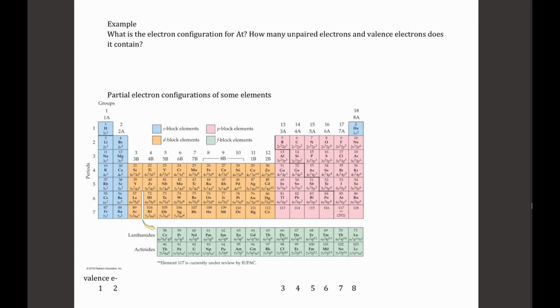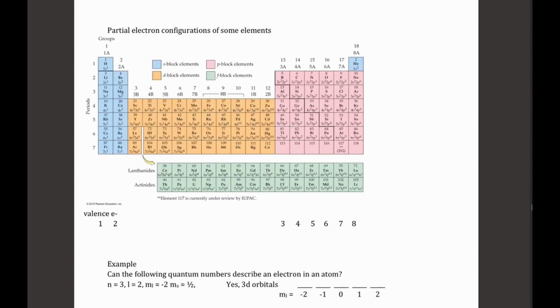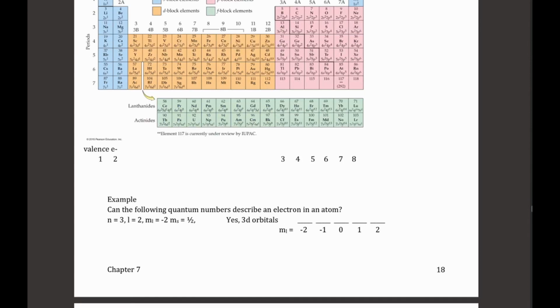The carbon, the 4A column, they all have 4. The nitrogen column all have 5. Oxygen all have 6. Fluorine all have 7. And lastly, the column of the noble gases, they all have 8 valence electrons, except for helium, which only has 2 because it only has 2 electrons. Notice the terminology there, the s block elements, the blue ones, the d block elements, the orange ones, the p block elements, the pink ones, and the f block elements, the green ones.